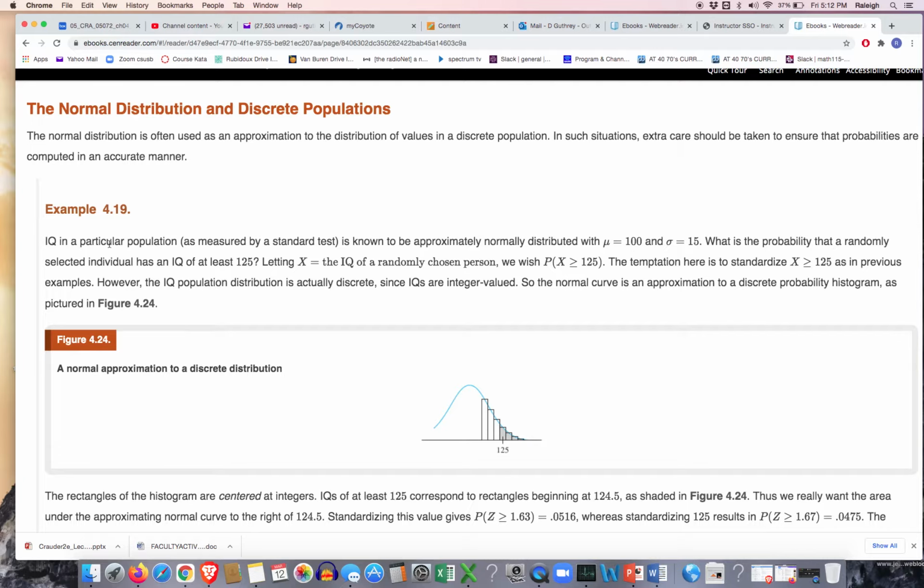So here we have IQ, as we mentioned before. Mu is 100, sigma 15 for most IQ tests. So what if we looked for a probability that a selected individual, randomly selected, has an IQ of at least 125, which is not too shabby. So we'd like to find the probability of X being greater than or equal to 125.